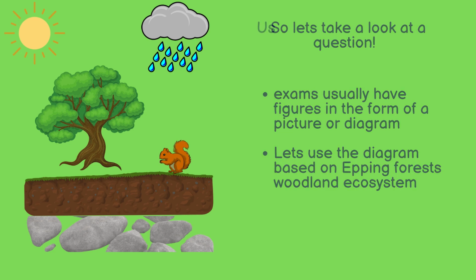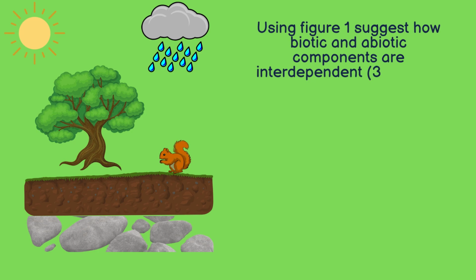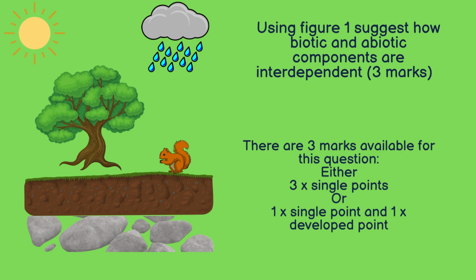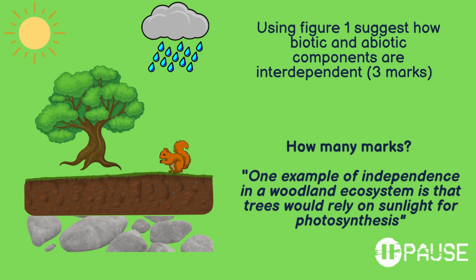Now, the question is, using figure 1, suggest how biotic and abiotic components are interdependent. There are 3 marks available for this question. You can answer it in 2 ways, either 3 single points, or you could have 1 single point and 1 developed point. Before we have a go, let's have a look at the model answer to see how many marks you think it got.